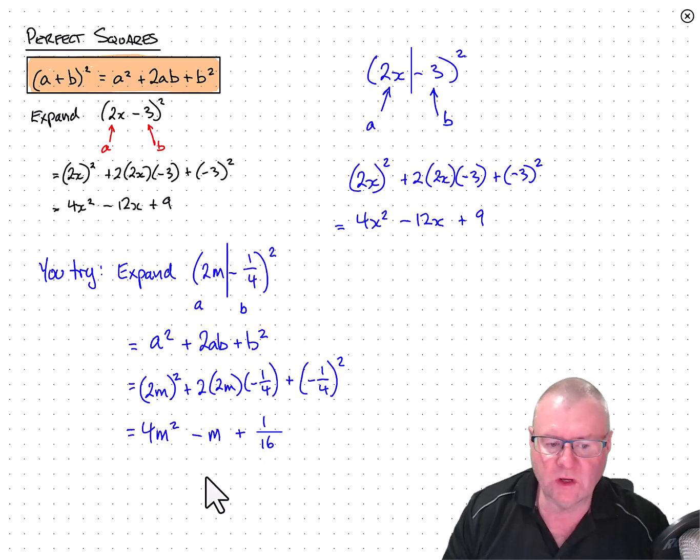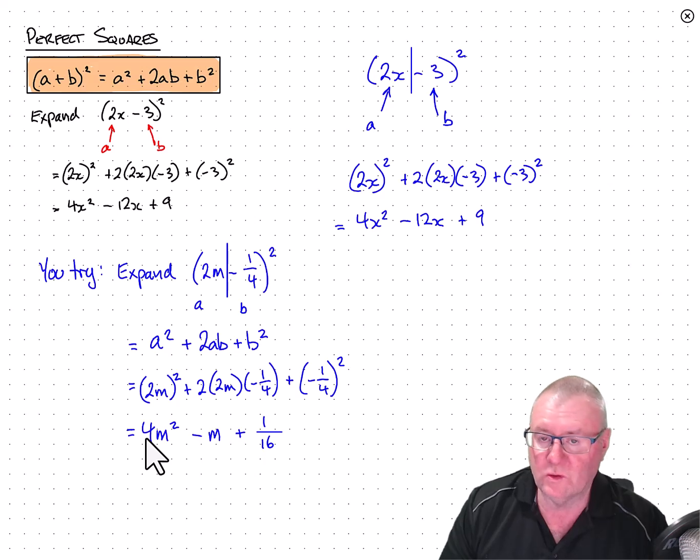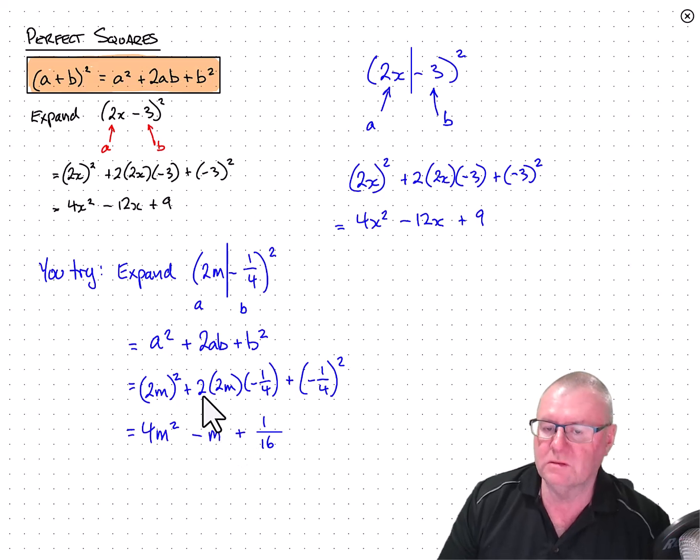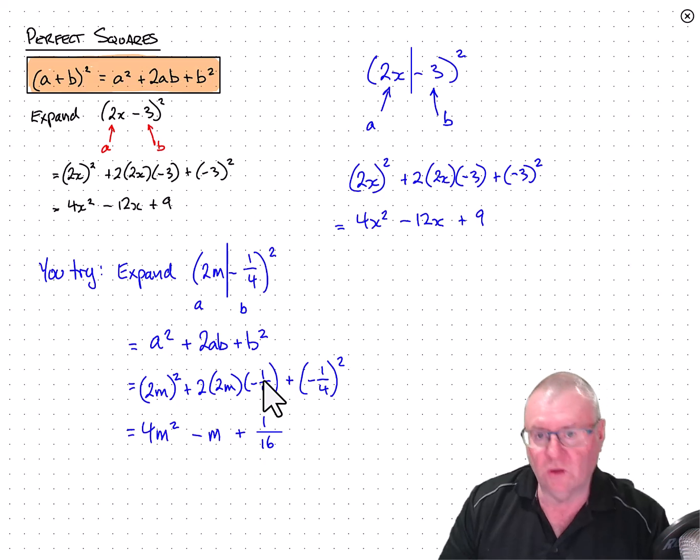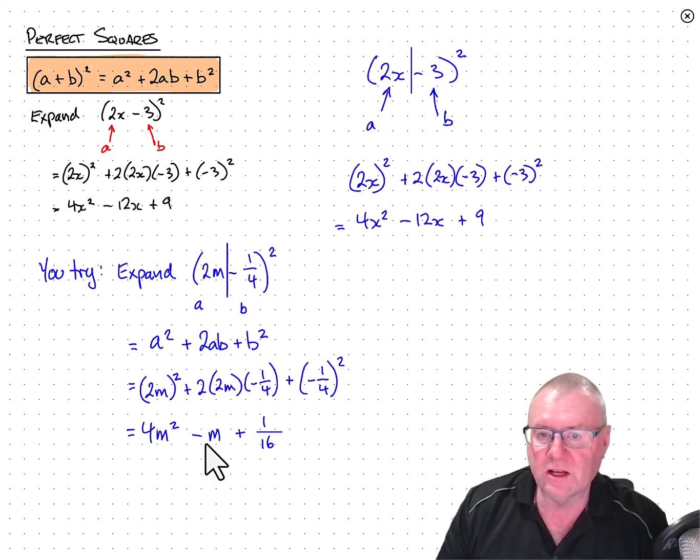Now I've just got to go through and tidy all that up. 2m squared, well 2 squared is 4, m squared is m, 4m squared. Now I've got minus m for this next bit because, well, let's do the numbers first. 2 times 2 is 4, 4 times a negative quarter. If you're not sure, put it in your calculator, works out to be negative 1. Remember, in algebra we don't write the ones in front of the m. So I've just multiplied that by that by that to get that.